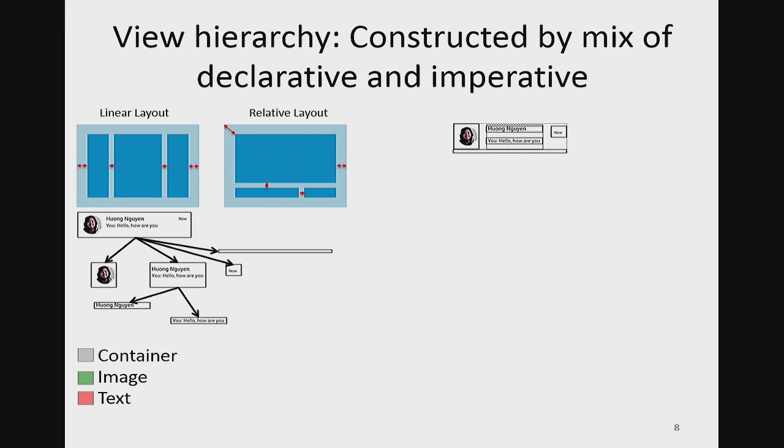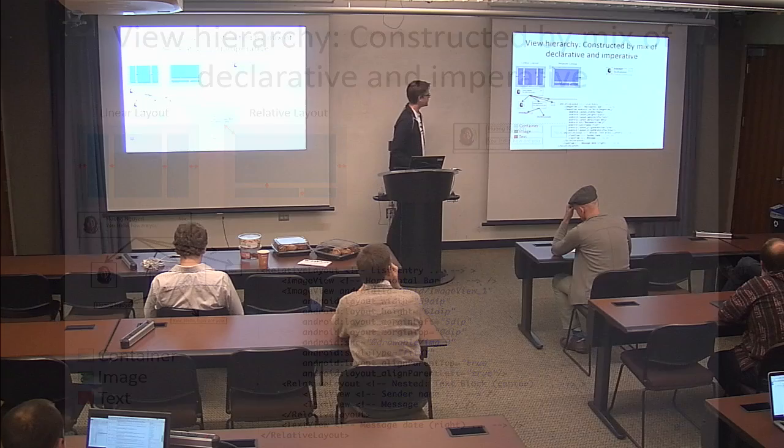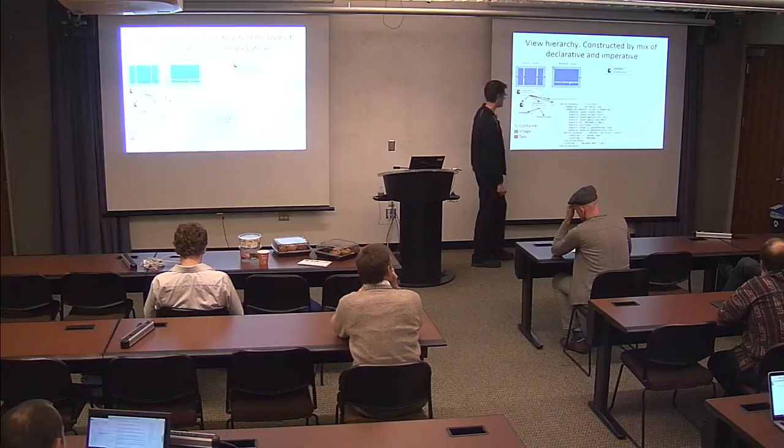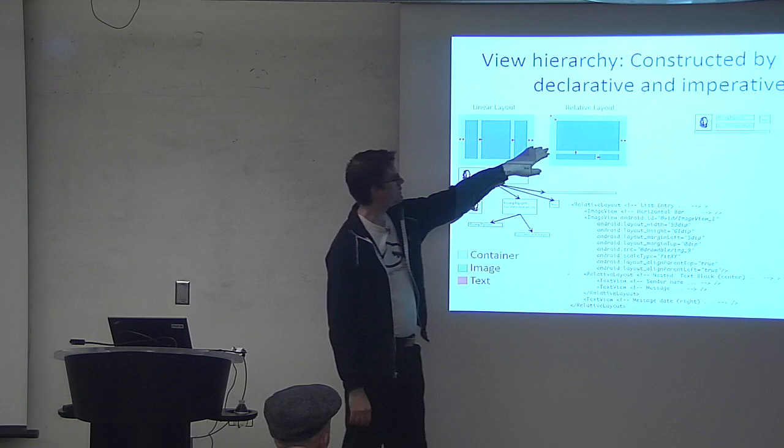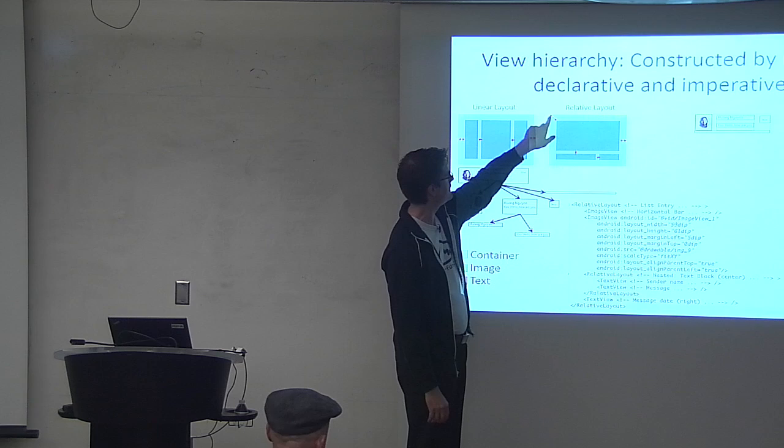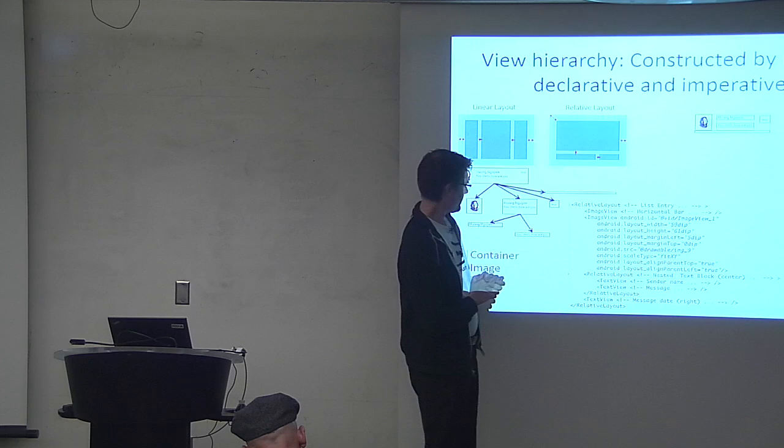So in this example, we just look at one item of this list. This is a concrete example of how our tool generates this. It's basically a container called a relative layout. In a relative layout, you can specify each child node relative to either the parent or some other child nodes. You see these little red arrows that indicate how the location is defined. And this is basically some XML file here.